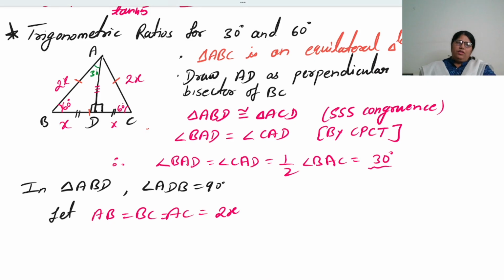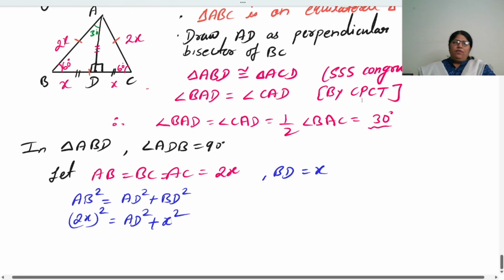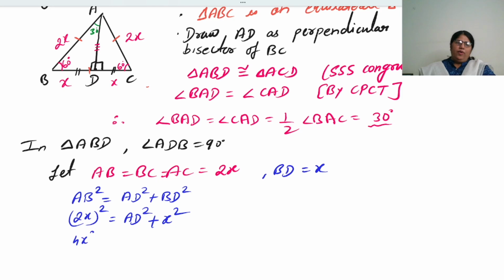If I want to use Pythagoras theorem in this, here BD is going to be equal to x units. Now here the side opposite to 90 degree is the hypotenuse. So AB square is equal to AD square plus BD square. What is your AB? It's 2x. So (2x) whole square equals AD square, which is unknown, plus BD square, which is x square. Now (2x) whole square is 4x square, minus x square is equal to AD square. So you get AD square is 3x square.